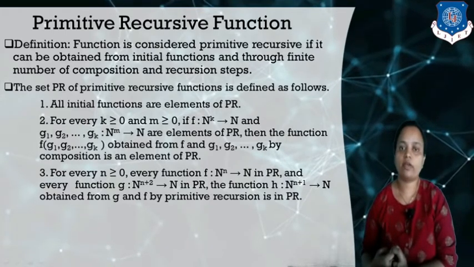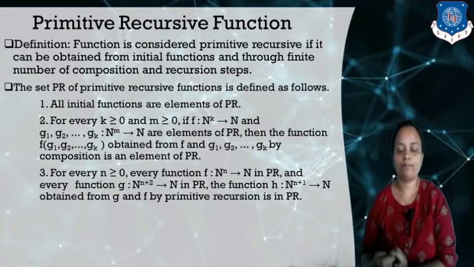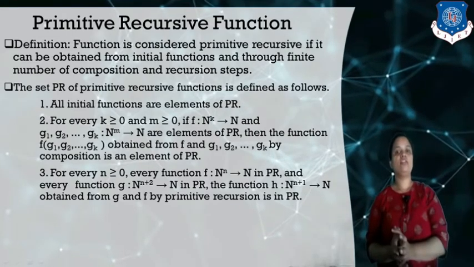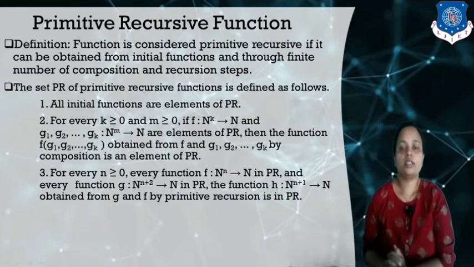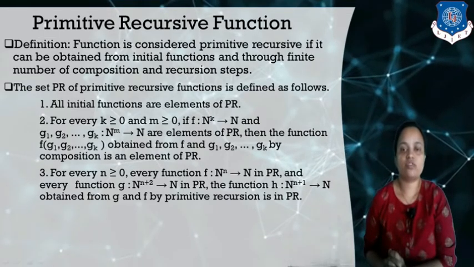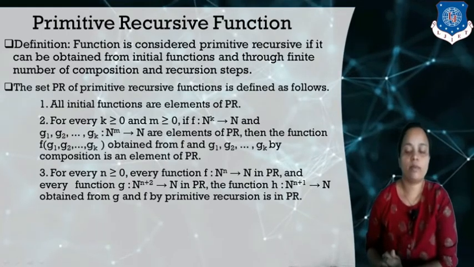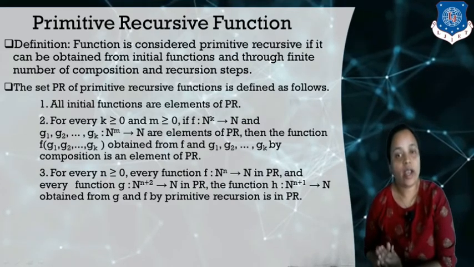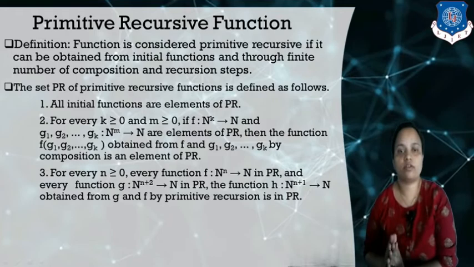And the third one is for every n greater than or equal to 0, every function f which takes n inputs and returns a single output in PR, and every function g which takes n plus 2 inputs and returns a single output, the function h, our resulting function, which takes n plus 1 inputs and returns a single output, obtained from g and f by primitive recursion, is in PR.